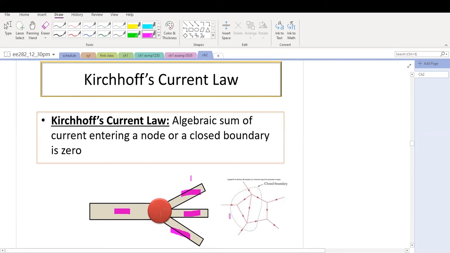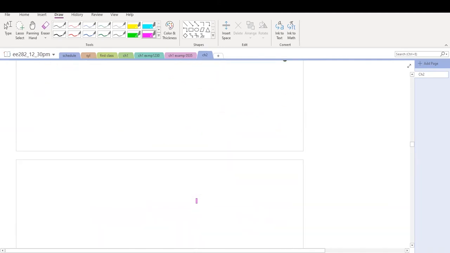Or if we have a boundary, this boundary will cut any branches: this branch, this branch, this branch, this branch, and this branch. All these branches have a current flowing into this boundary. If we sum all of these currents from all the branches that this boundary cuts, the sum is 0. So let's look at this more.